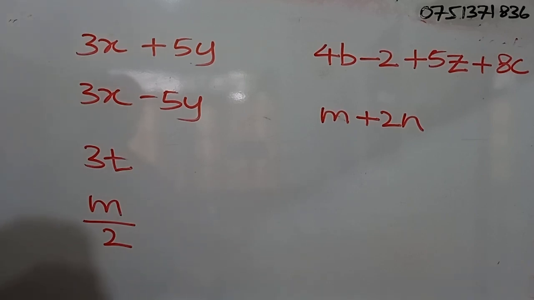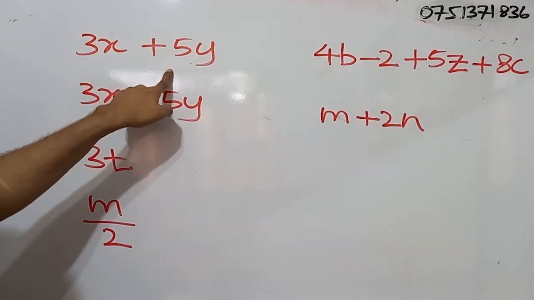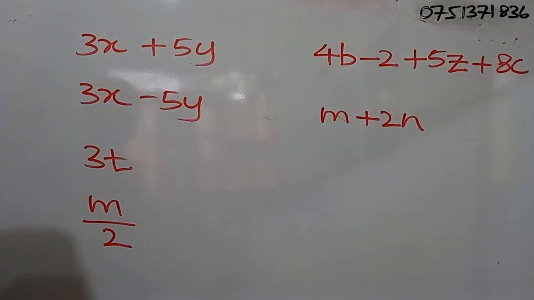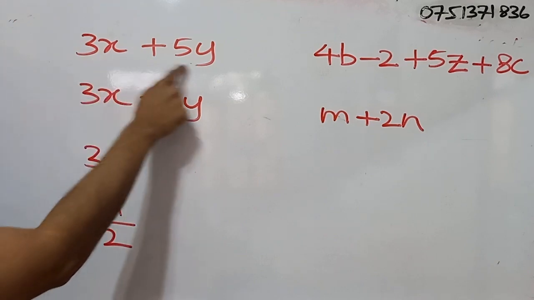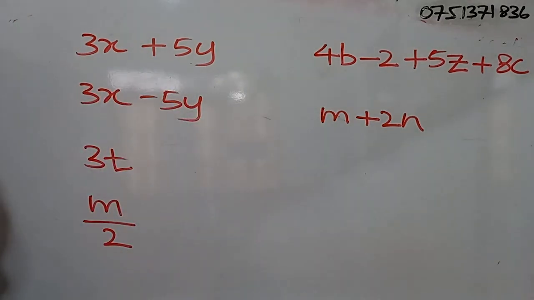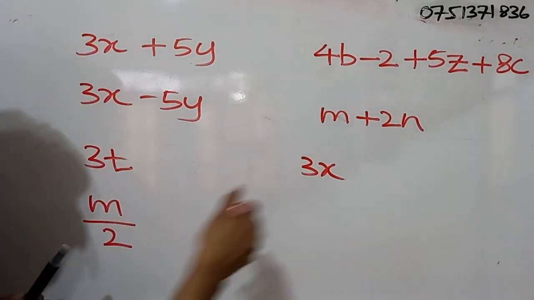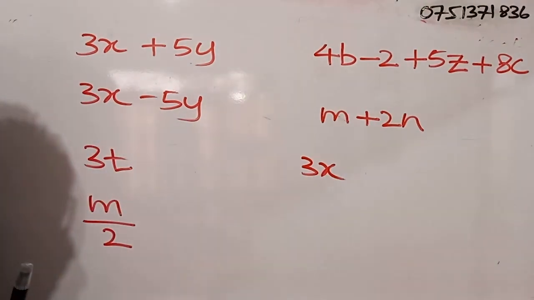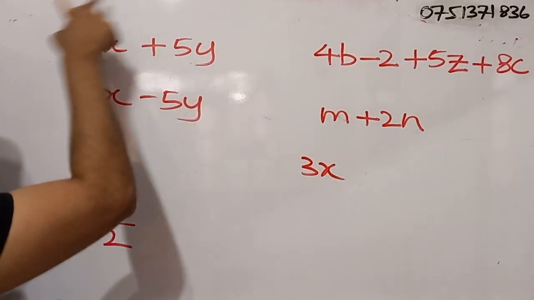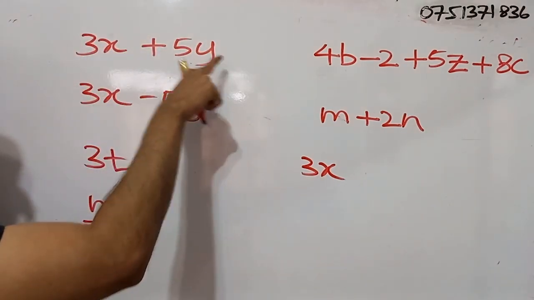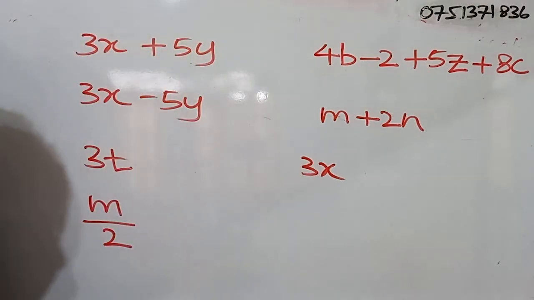So now on the whiteboard, I have written some algebraic expressions. Okay, so we will go through each of them. So the first expression has two terms. 3x is the first term, 5y is the second term. If we take 3x, this entire grouping is the term.